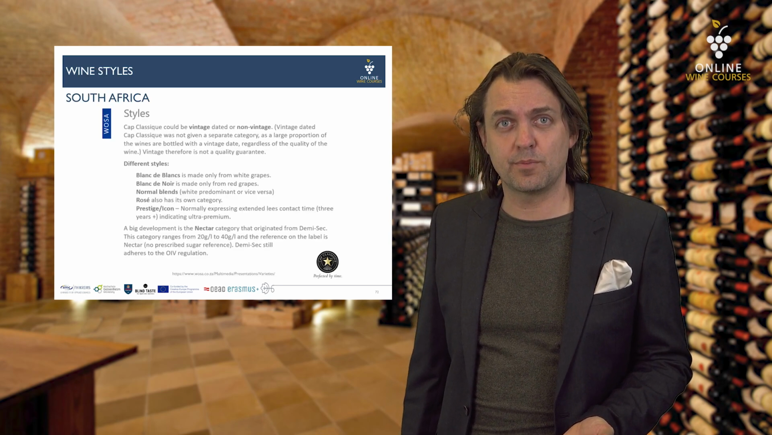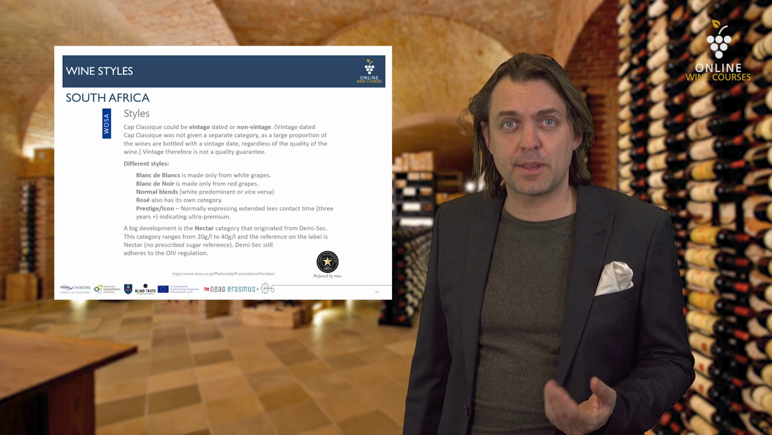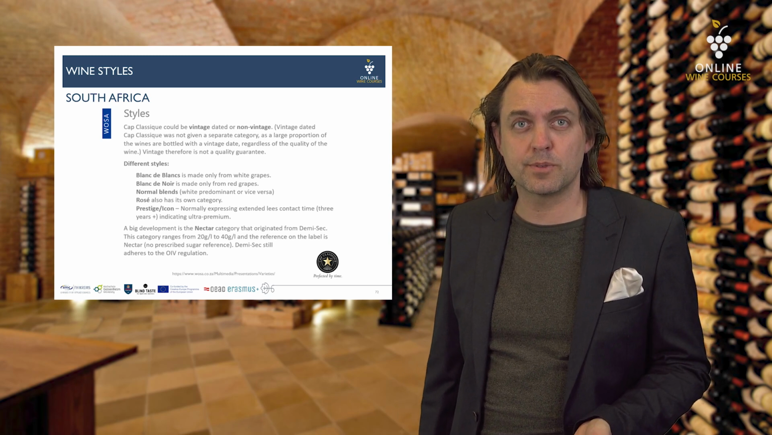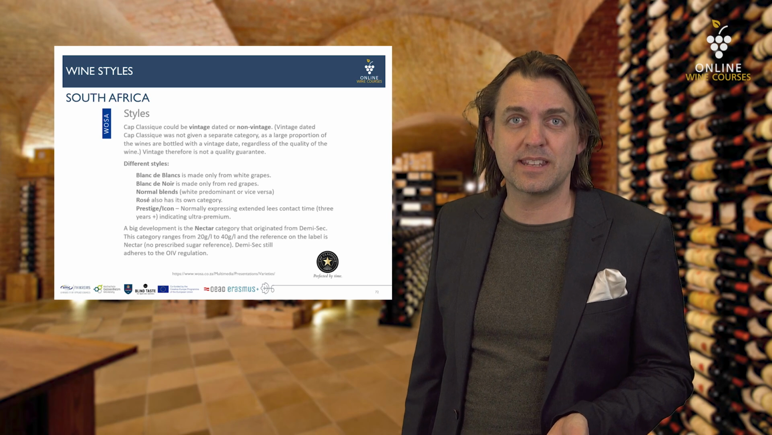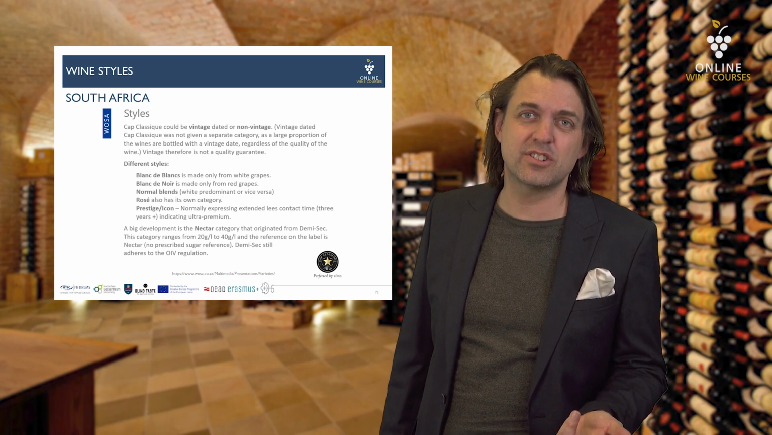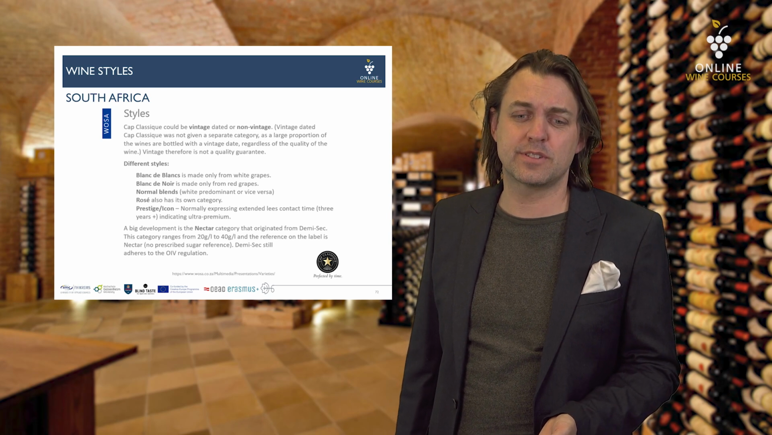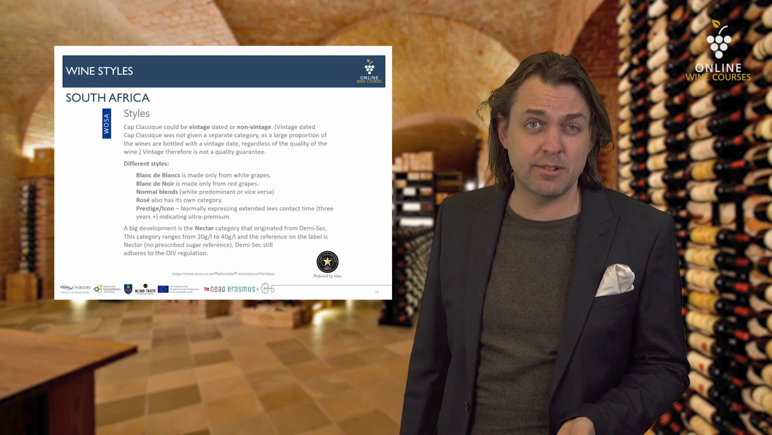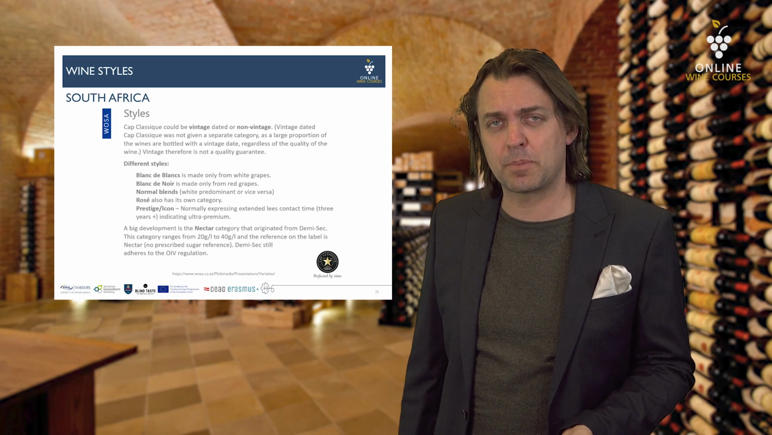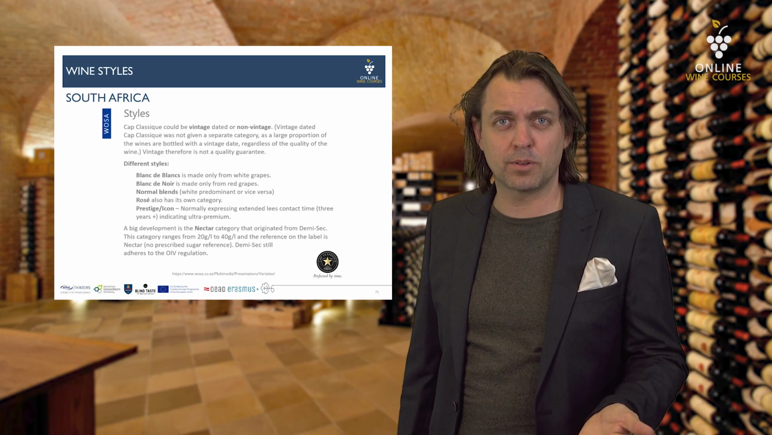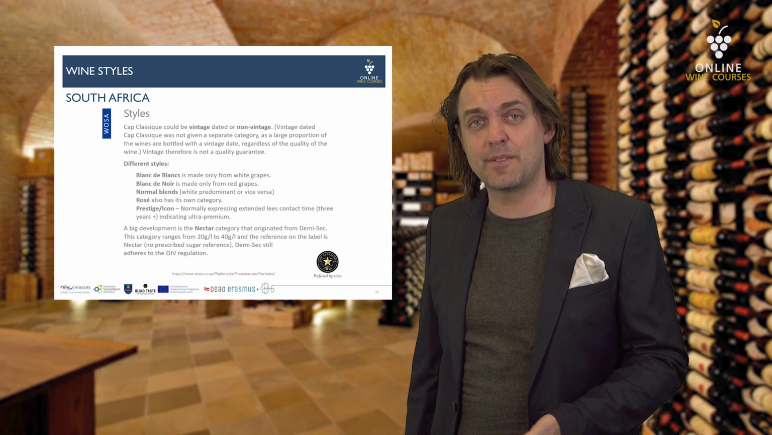So here we have the different wine styles. We've heard about the Blanc de Blancs and the Blanc de Noirs, which you're finding here. Cap Classique can be vintage or non-vintage. And you'll find a lot of producers down there, especially Graham Beck. He's got some really tasty Cap Classiques. You'll find a Blanc de Blancs or a non-vintage, and they'll have a rosé as well.